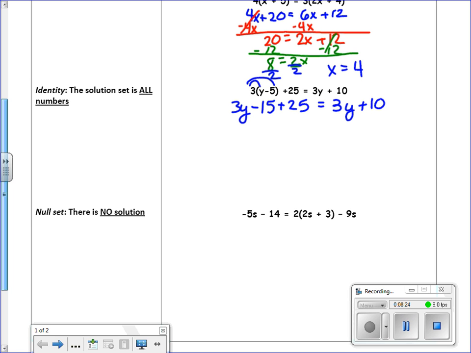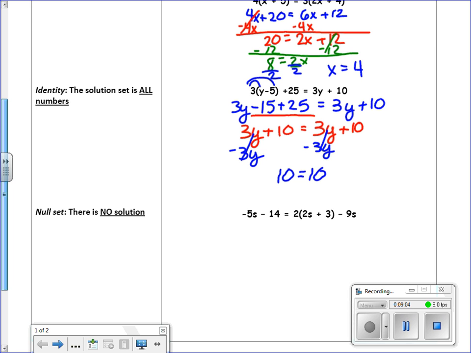So the next step says combine any like terms. I have -15 and 25. So I have 3y plus 10 equals 3y plus 10. Hopefully you're seeing something here that's giving you a clue. So now our next step says move all the variables. So I'm going to subtract 3y from both sides, and if I do that, I end up with 10 equals 10.